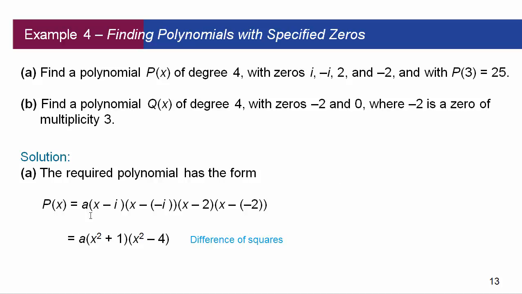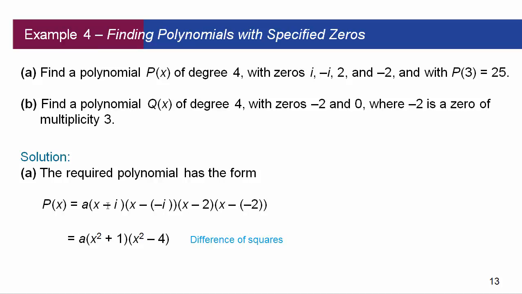Because this first step, as you can see, is we just create factors based on our zeros. So x minus each of our zeros. So we have x minus i, right? x minus a negative i, x minus 2, and x minus a negative 2. And then we clean those up, right? This becomes x plus i, and this becomes x plus 2.